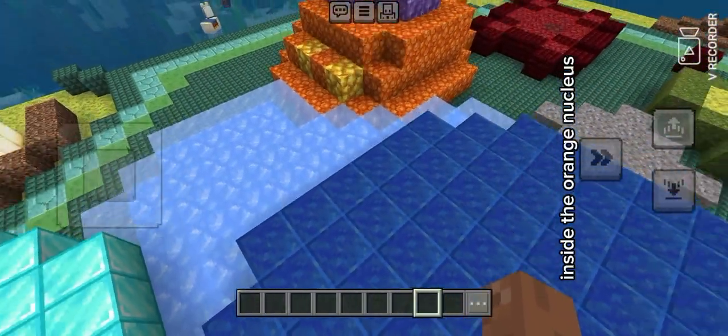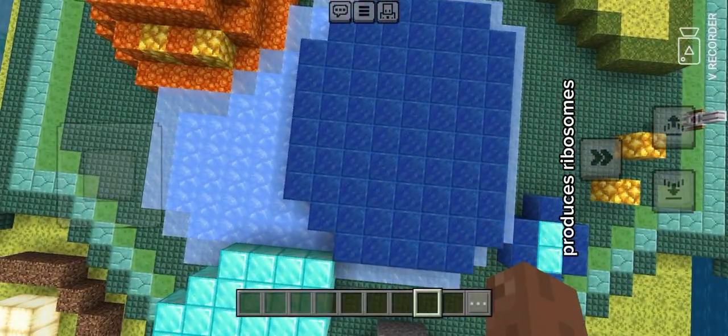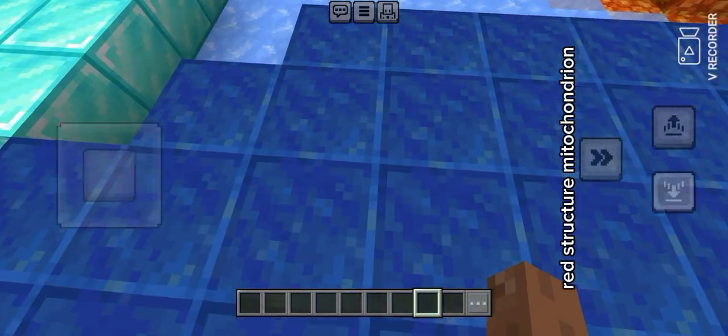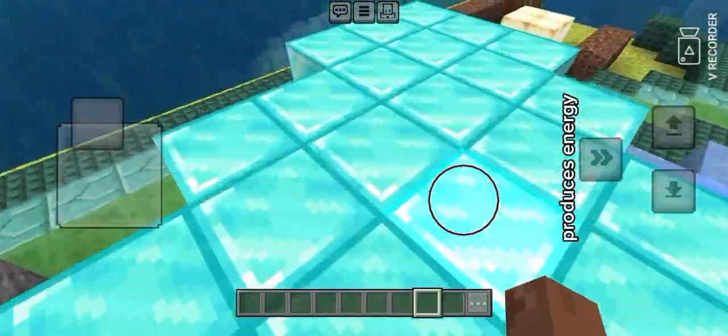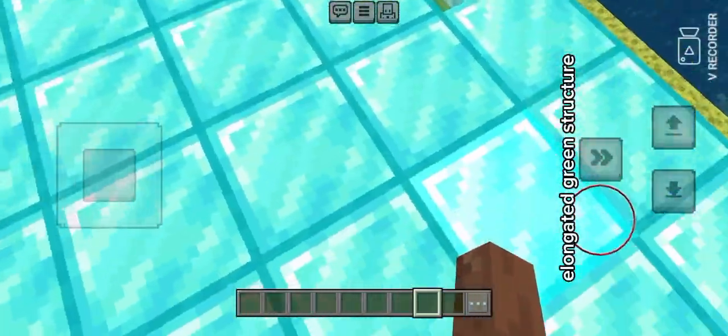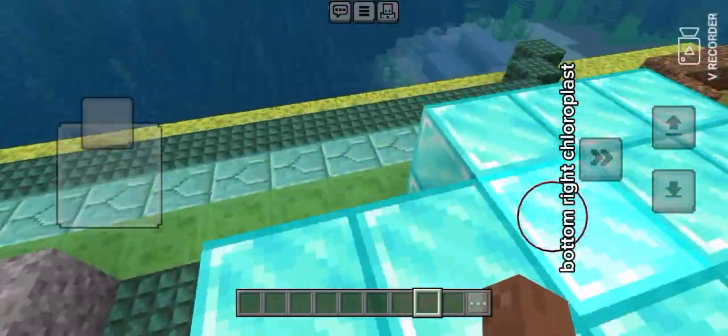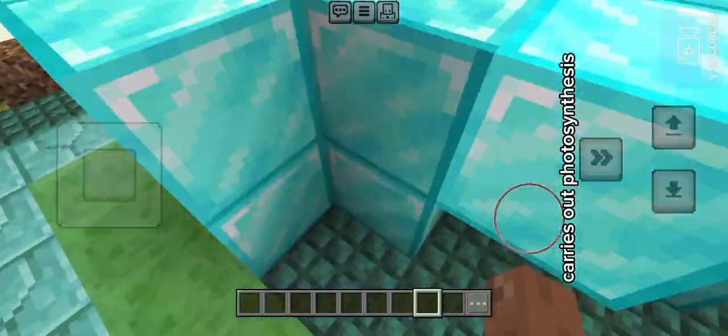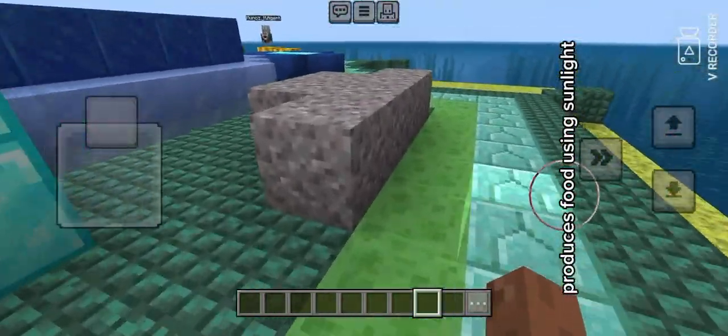Purple structure inside the orange. Nucleolus. Produces ribosomes. Red structure, mitochondrion, produces energy for the cell. Elongated green structure, bottom right, chloroplast, carries out photosynthesis, produces food using sunlight.